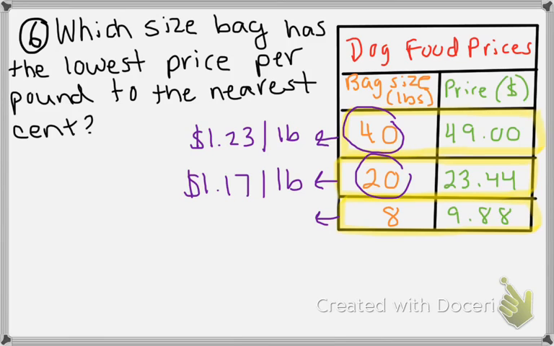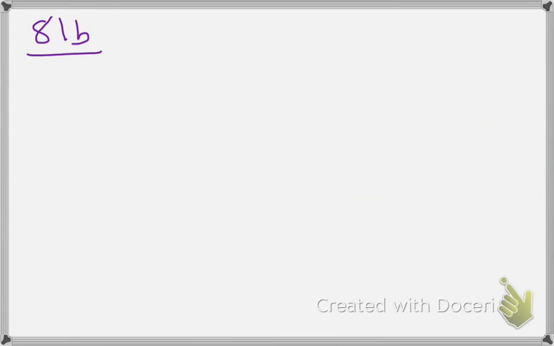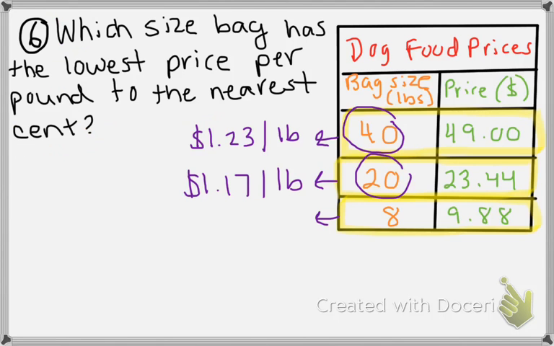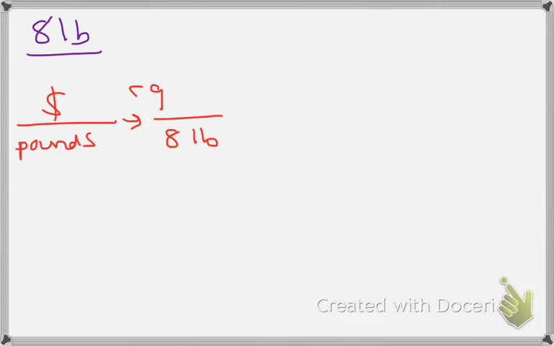Okay, so we're going to do our 8-pound. For the 8-pound bag, it costs $9.88. So we want to see what that dog food costs per pound. Pounds has to be in the denominator because that's what we want one of. So I'm going to write pounds again and money. Then we fill it in for the 8-pound. It costs $9.88. We want to go from 8 pounds to 1 pound. In order to do that, we divide 8 by 8 to get to 1. Whatever you do to the bottom, you do to the top.